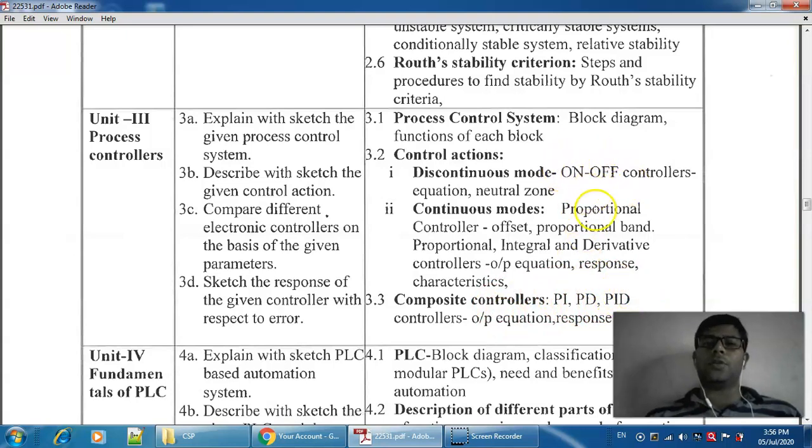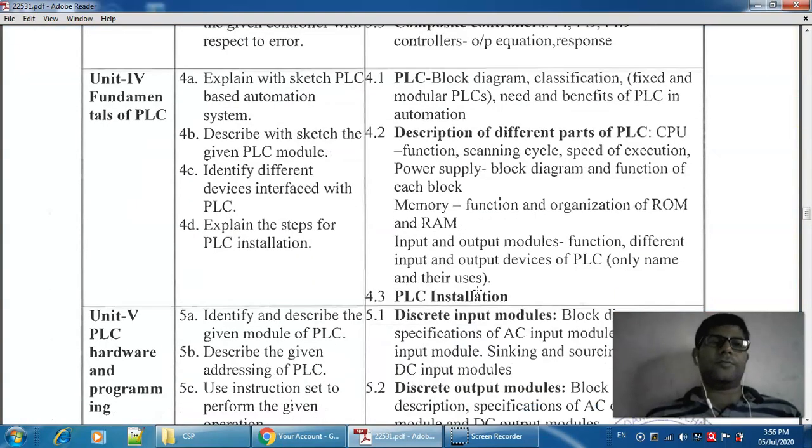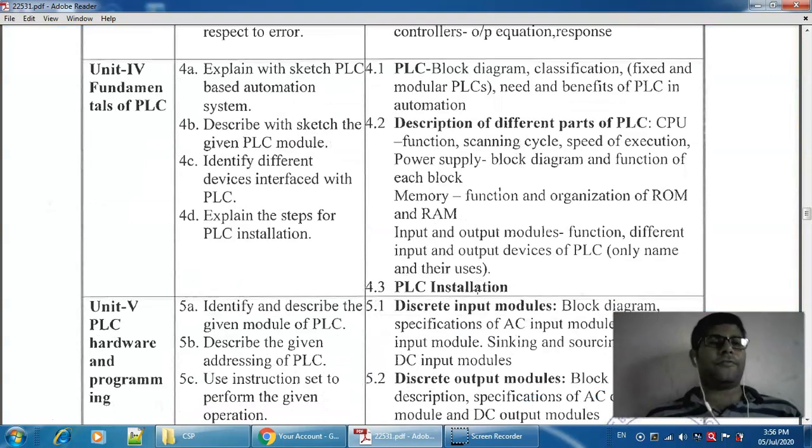Also there is on-off control. So PI, PD, and PID, these three controls are important. On-off control is also important, but the maximum questions in the examination come from these. They ask the PI, PD, and PID controllers most of the time. So next one is fourth chapter, that is PLC, and the last chapter, the fifth chapter, is also PLC.